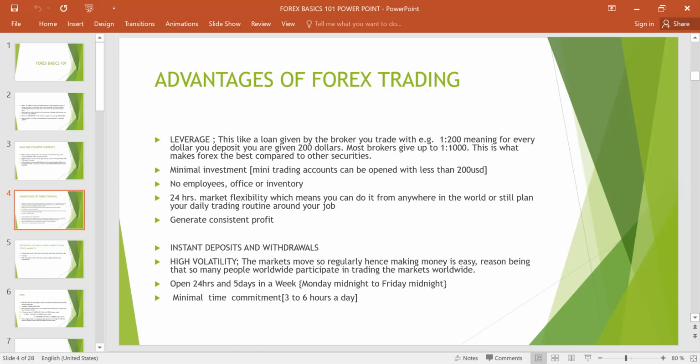With Forex, another advantage is that there's minimal investment. Many trading accounts can be opened with less than 200 USD, and we have brokers who can even allow you to open with a minimum of like 5 USD.